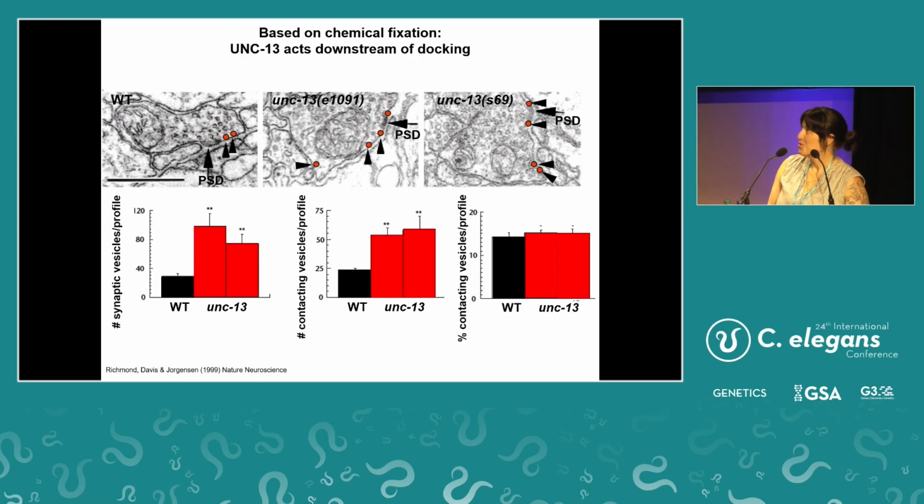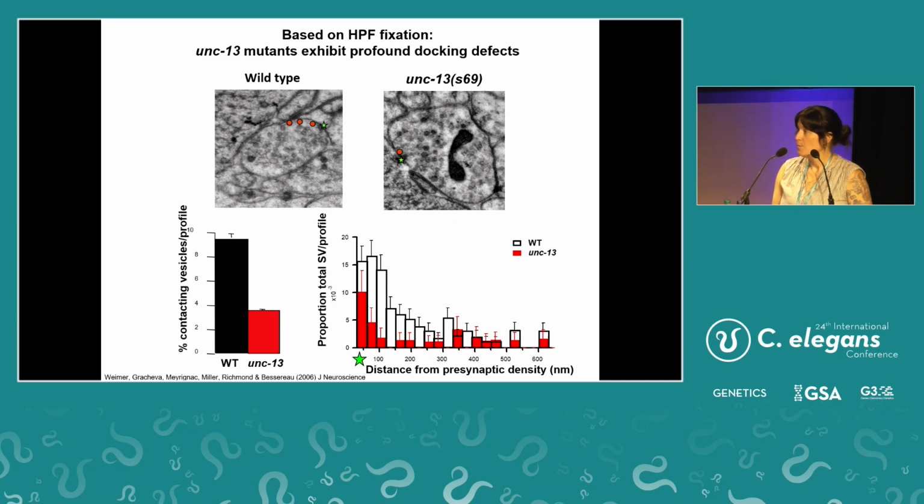I'm going to show you an example of classical fixation, an early study done looking at UNC13 null mutants, where the conclusion was reached that UNC13 acted downstream of docking, and this was based on the fact that UNC13 retained docked vesicles. The same group used high pressure freeze to answer the same question and found a very different result years later, showing that UNC13 null mutants actually lose a large part of their docked vesicles. The findings of this study have actually been recapitulated many times and have been shown to be true in other systems.